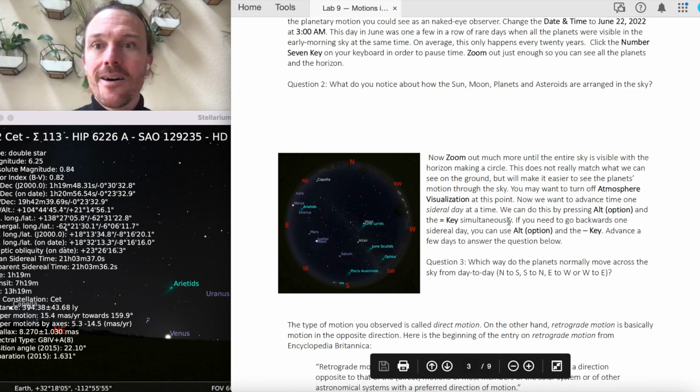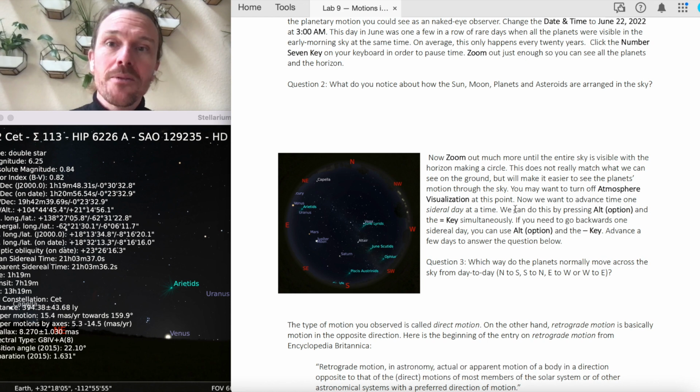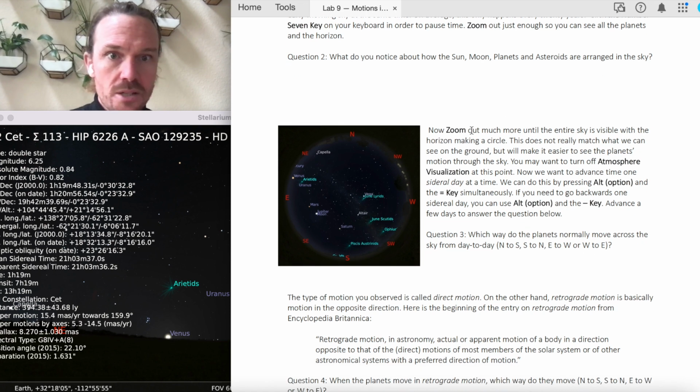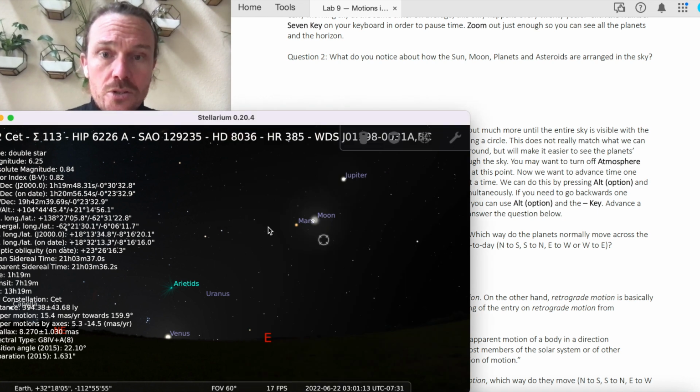So continuing right on with part 1, we're going to move past the introduction and actually look at that retrograde motion. So where were we? All right, we had just talked about seeing all the planets at once. So now we're going to follow the directions here. Now zoom out much more until the entire sky is visible. Okay, so let's head back over here.